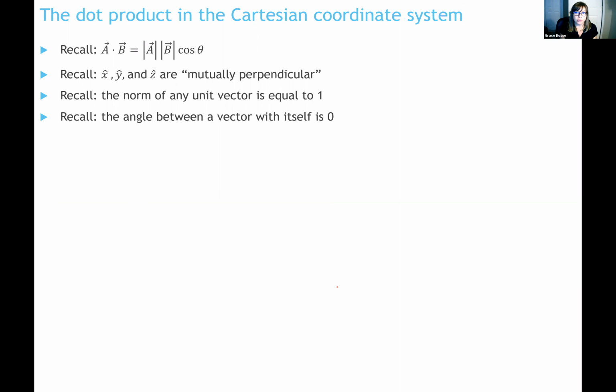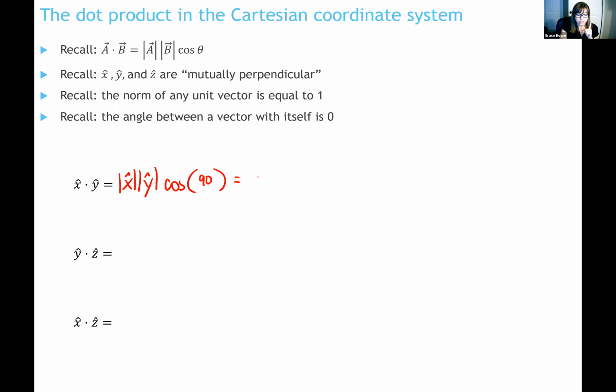So let's use all of these pieces of information that you've known for a long time, and let's put them into the context of the Cartesian coordinate system. So let's say you want to find the dot product between x hat and y hat. Let's use the definition of the dot product. It says that it's the norm of the first vector times the norm of the second vector times the cosine of the angle between them. X hat and y hat are perpendicular to each other, so I would plug in 90 right there. Cosine of 90 is 0. So we're going to plug in all these values.